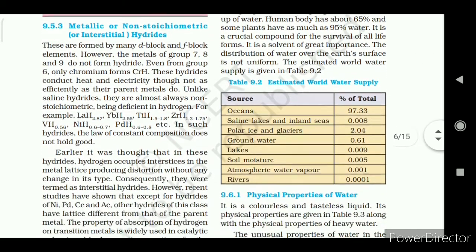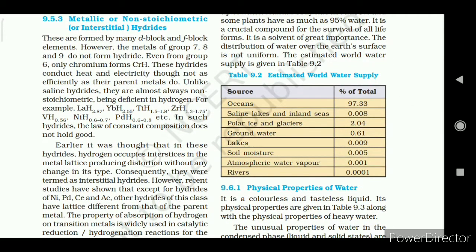Unlike saline hydrides, they are almost always non-stoichiometric, being deficient in hydrogen. For example, LaH2.87, YbH2.55, TiH1.5 to 1.8, etc. In such hydrides, the law of constant composition does not hold good. Earlier, it was thought that in these hydrides, hydrogen occupies interstitial sites in the metal lattice, producing distortion without any change in its type. Consequently, they were termed as interstitial hydrides.